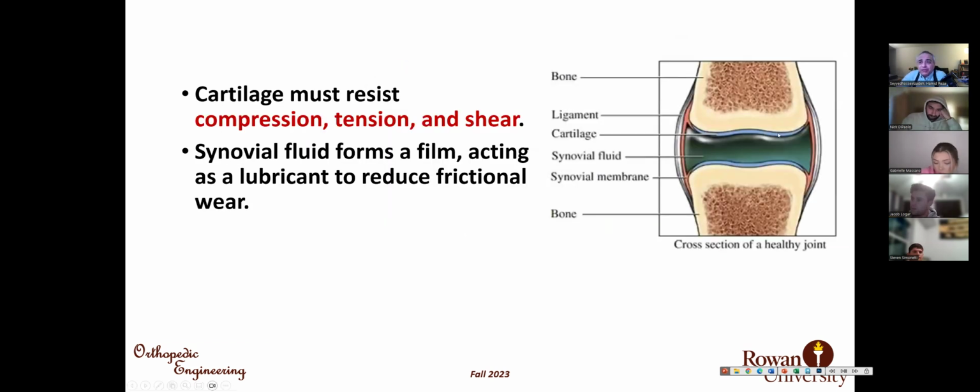The hyaline cartilage in the joints must resist compression, tension, and shear. The most important force is compression because of weight bearing and joint motion, but this motion sometimes creates shear and sometimes creates tension. The inside of the joints is filled with a very small amount of a film or fluid called synovial fluid, and it acts as a lubricant for the surface of the joint.